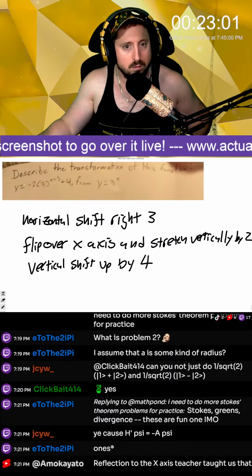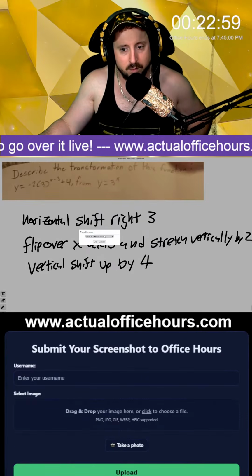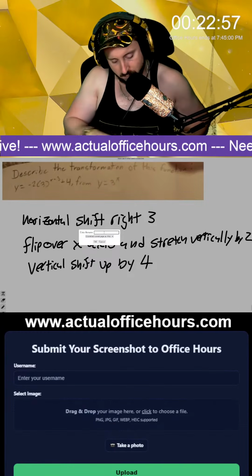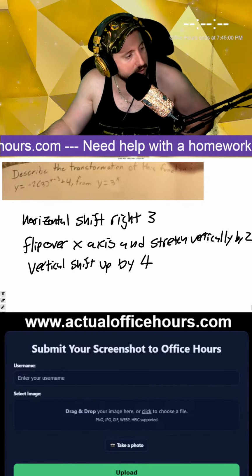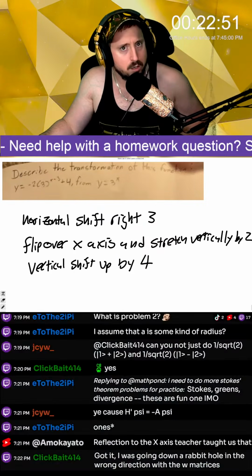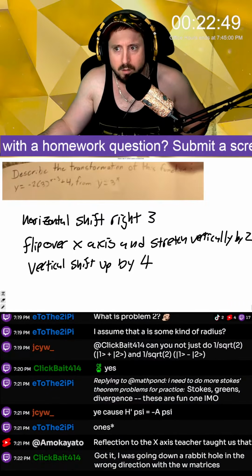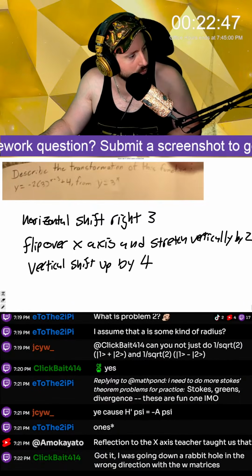Cool. Good job. All right, here, I'll put this in there. I'll put it on the same thing. Reflection to the x-axis. Yeah, that's another way to write it for sure. For sure, Amo. Okay.